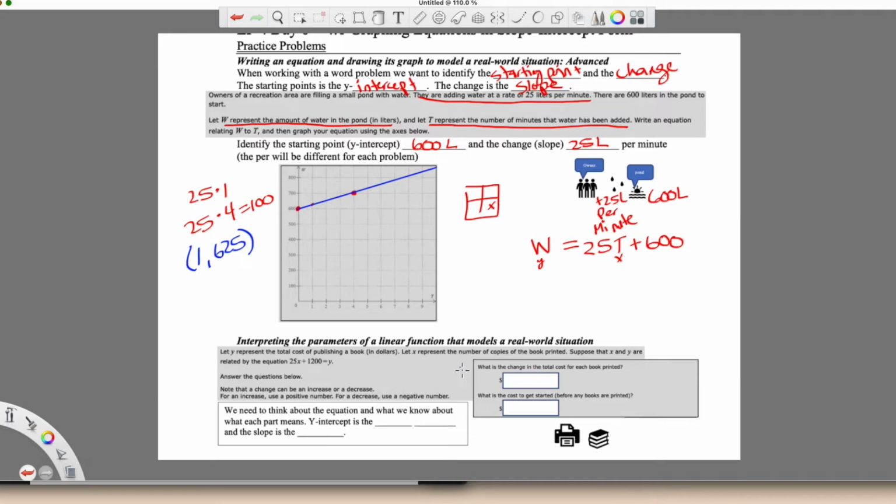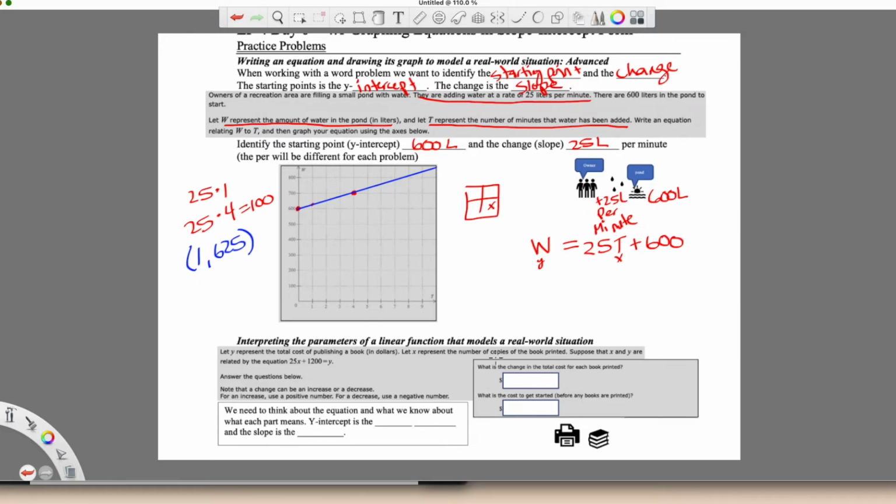So, let Y represent the total cost of publishing a book. So that first sentence, they haven't told me anything necessarily. They're just starting off with let this represent a certain thing. So we must be talking about publishing a book and the cost of that, right? Let X represent the number of copies of the book printed. All right, so we're printing a certain number of copies, and X is going to be that number of copies. Suppose that X and Y are related by the equation 25X + 1200 = Y, and answer the questions below. So we have these questions here.